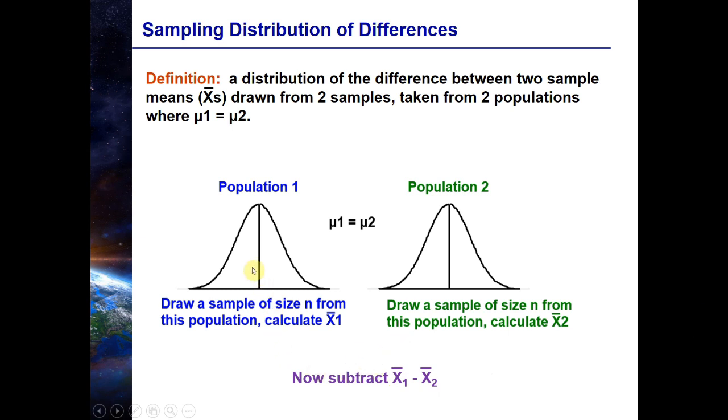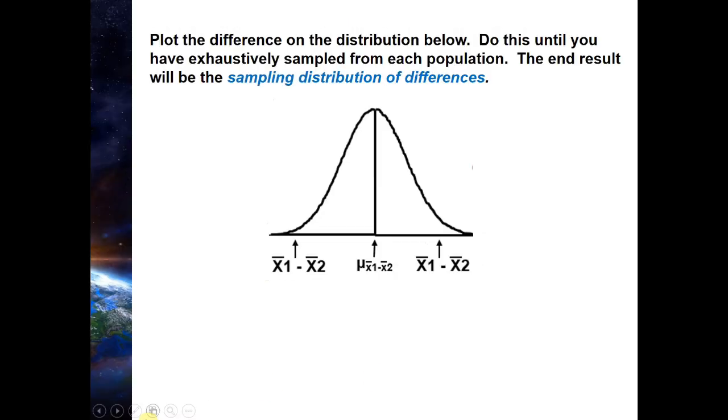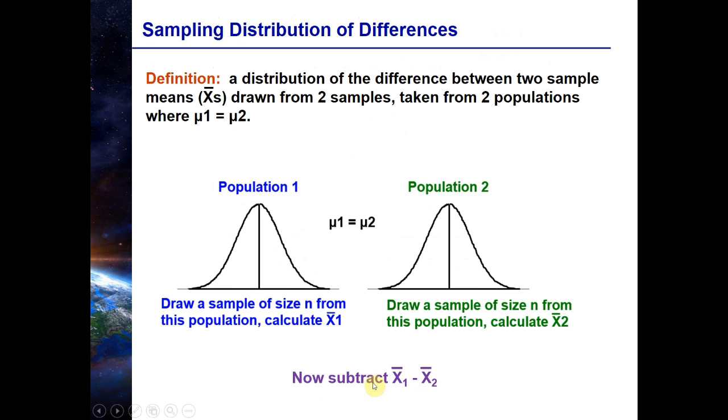We're going to have to go back and get another X bar. All right, same sample size. Don't change your sample size. Get another sample of men, another sample of women, subtract them, and then plot it on the next distribution. Guess how often you're going to have to go back and get samples until you have exhaustively sampled.